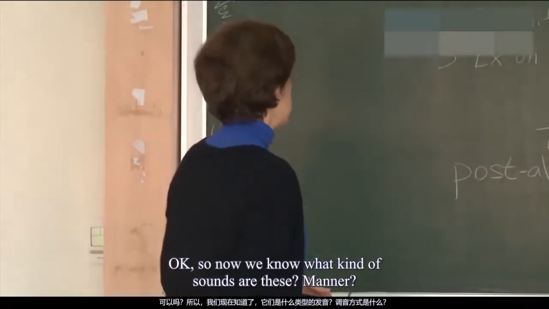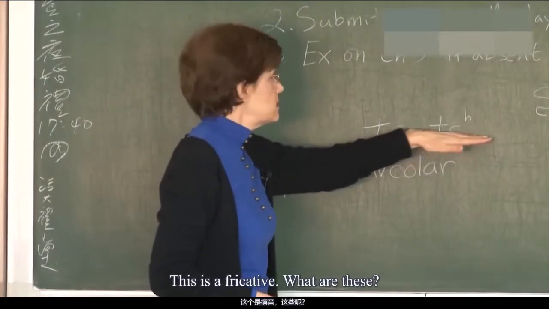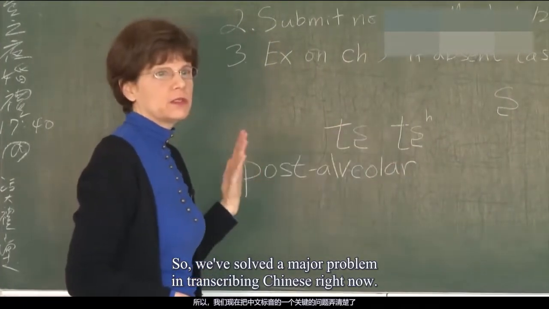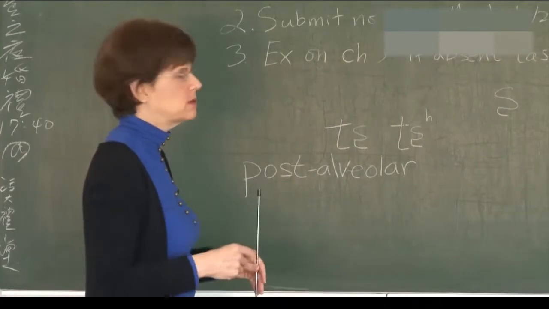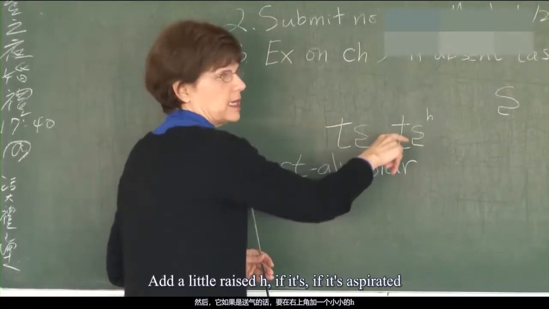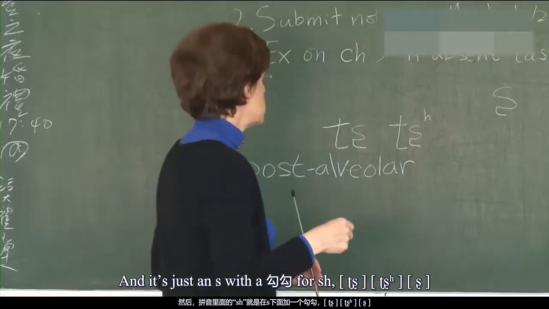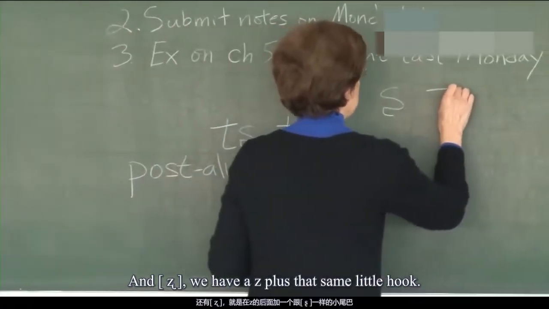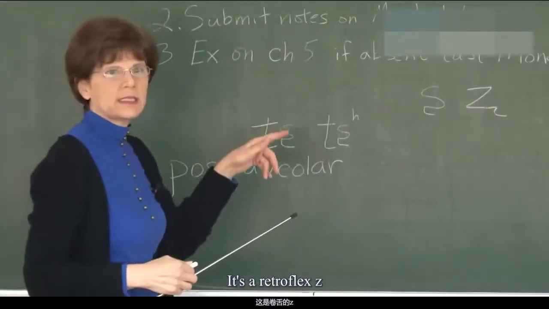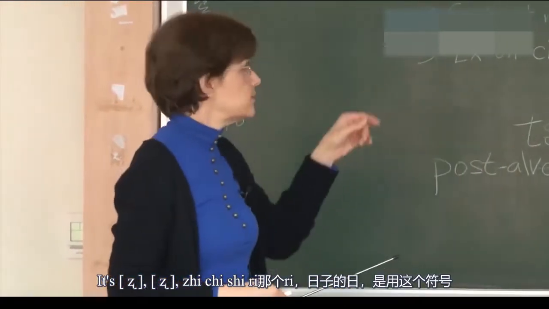Okay? So now we know what kind of sounds are these? Manner? This is a fricative. What are these? Affricates. There we go. So we've solved a major problem in transcribing Chinese right now. Remember, use the retroflex T, retroflex X, add a little raised H if it's aspirated, and it's just an S with a go-go for shi, zhi, chi, shi. And we need zhi. And zhi, we have a Z plus that same little hook. It's a retroflex Z. It's zhi, zhi, zhi, chi, shi, zhi, 那个日子的日。是用这个符号.